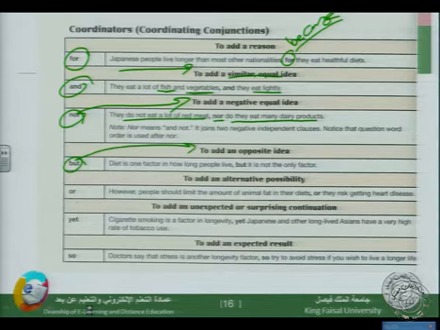But is used to add an opposite idea. Diet is one factor in how long people live, but it is not the only factor. So but here shows an opposite idea. Or is used to add an alternative possibility. However, people should limit the amount of animal fat in their diets, or they risk getting heart disease. So here it gives you an alternative possibility.